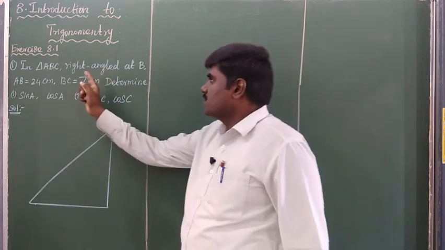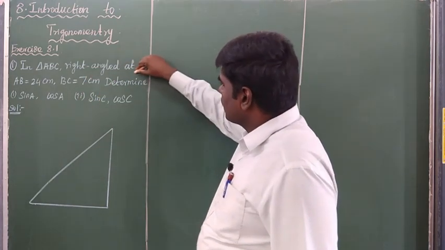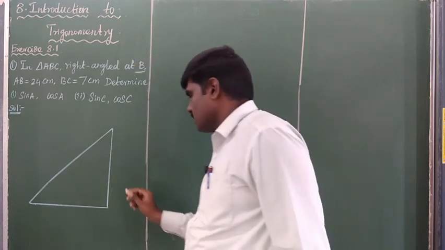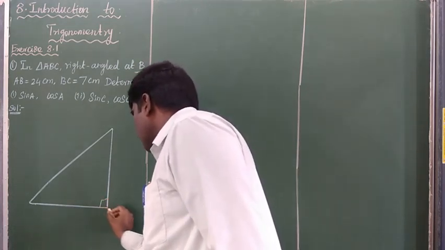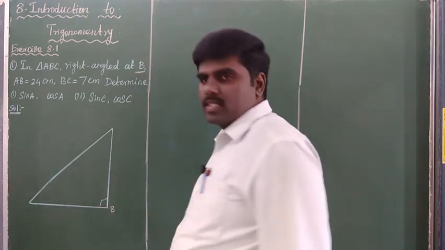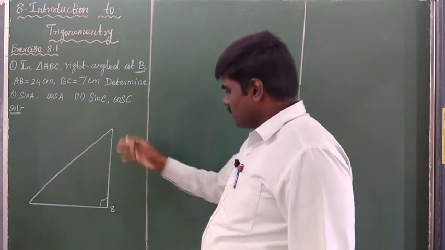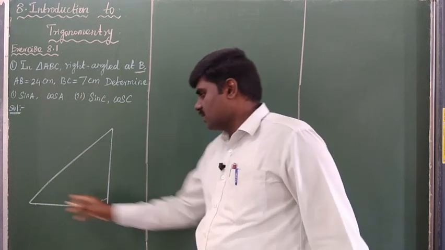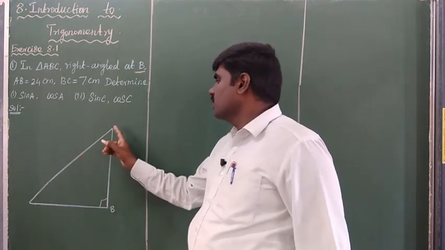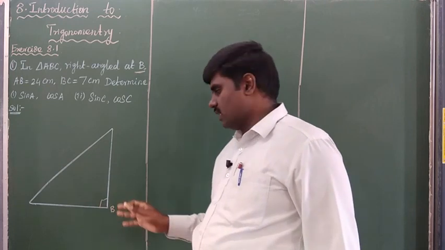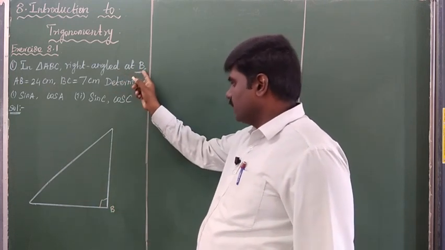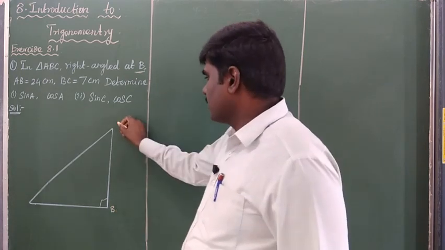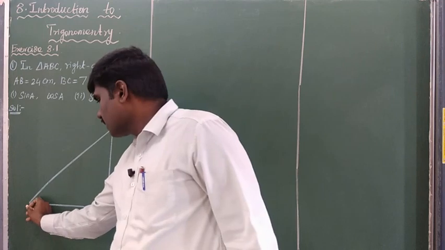In triangle ABC, right angle at B. First we will choose the right angle point, which is 90 degrees, so here I will choose the point B first. Next, you choose the remaining points, suppose A and C, or C and A. No problem, you can choose the remaining two points on any side. But it is very important that right angle at B means you choose B as the right angle point. Is that clear? So now I will take the points A, B, C.